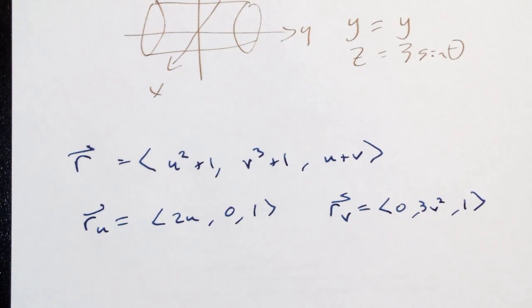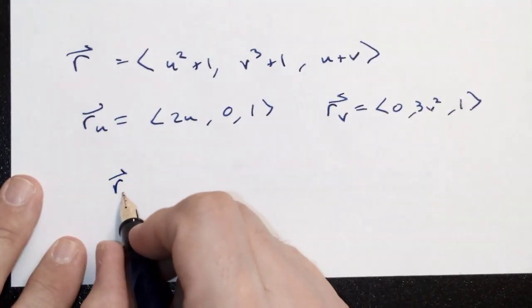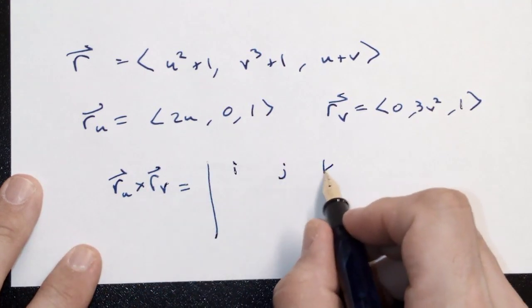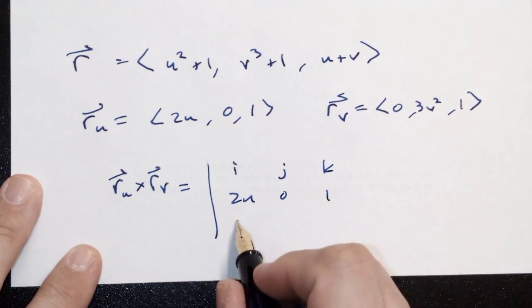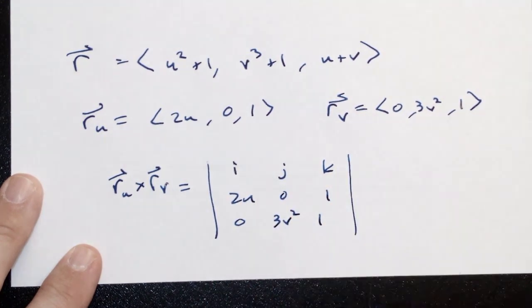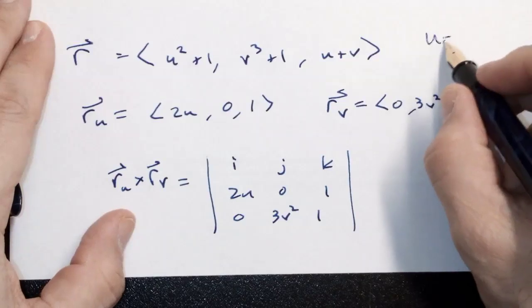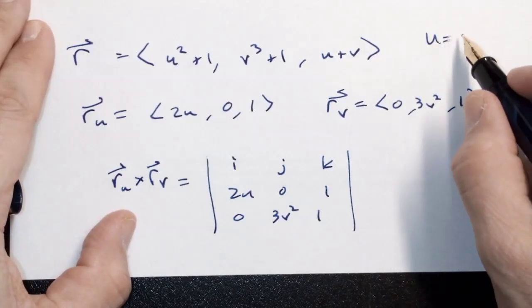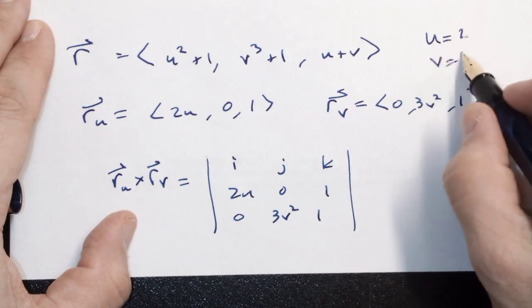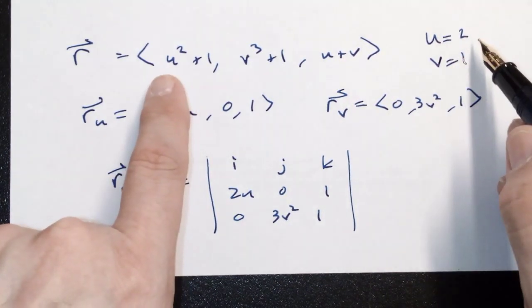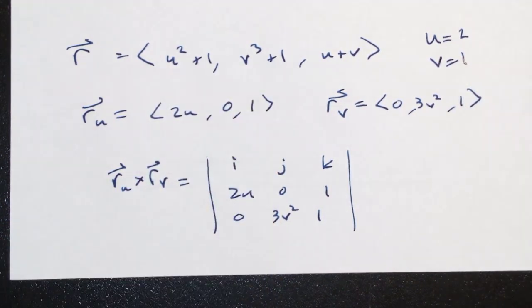So I'm going to do it the hard way. RU cross RV. I do that, right? And then when I was done, I would put in whatever the U and V values are. What are the U and V values? Say again? U is 2, V is 1? Because we're at the point 5, 2, 3. Okay, so if U squared plus 1 is 5, U is 2. And yeah, okay, I'm good with this.